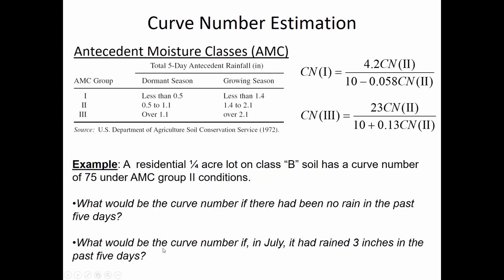And then what would be the curve number if in July, meaning during the growing season, it had rained 3 inches in the last 5 days? So then that puts us into antecedent moisture condition group 3. So find the curve number under condition 1 and the curve number under condition 3. And we'll look at the range that gives us.